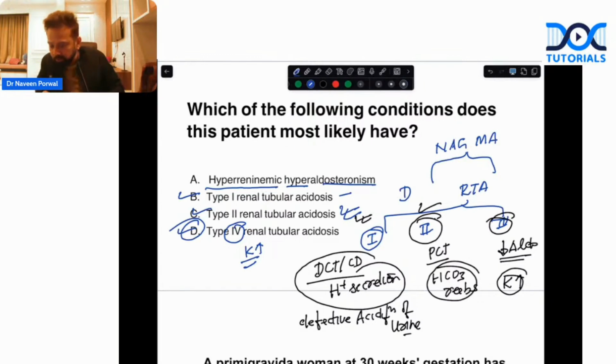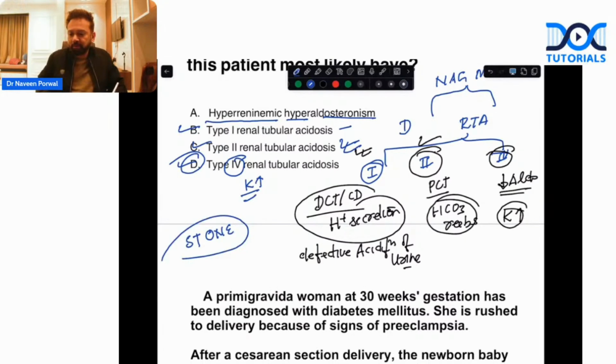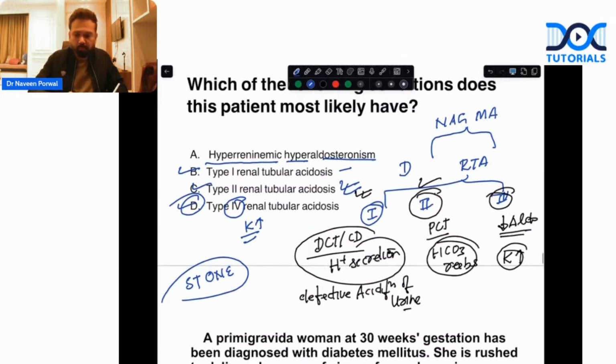Yes, you are Dr. Tachycardia, you are correct. Type 1, very good. Very good mnemonic also. When you write 1, it becomes stone. Kidney stones are found in type 1. It is also a very common question: kidney or renal stones are found in which type? The answer is type 1. Very nice, Dr. Tachycardia. So the answer is stone.